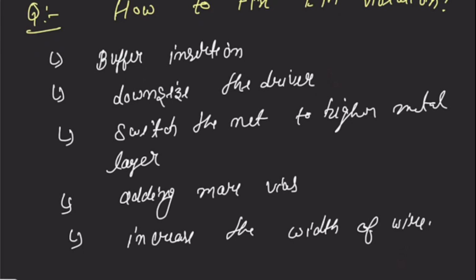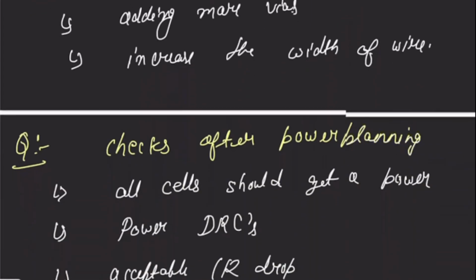Increase the width of the wire, adding more wires, switching the net to a higher metal layer, downsizing the driver, and buffer insertion. These are the basic techniques for fixing the EM violation.